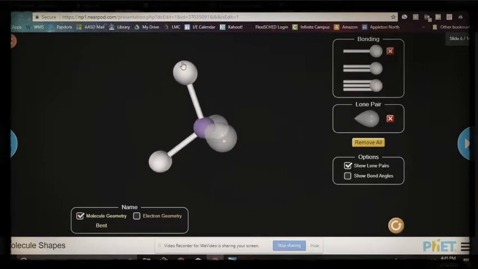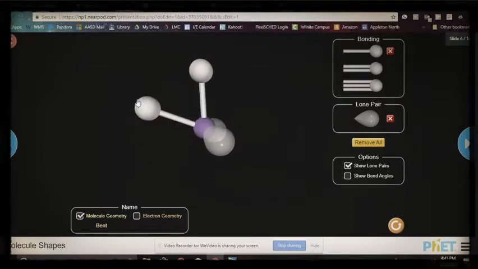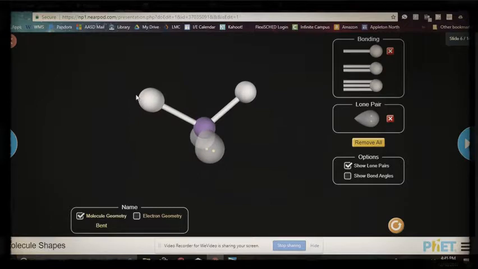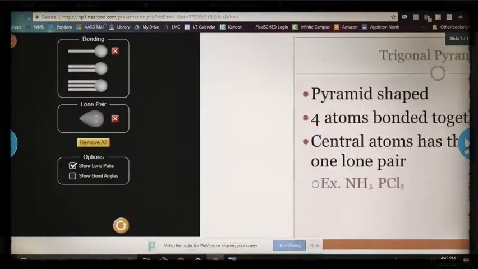No matter what way you turn it, it still has kind of a V shape with those lone pairs on there. So you've got 2 bonds and 1 lone pair, 2 lone pairs, doesn't really matter. It's still going to make that bent shape. 3 atoms and lone pairs on that central atom causes it to have a bent shape.